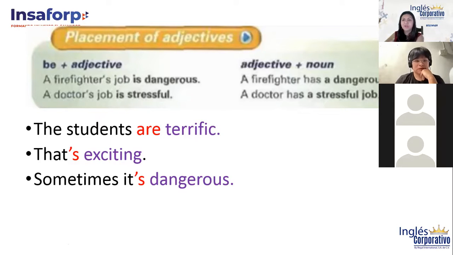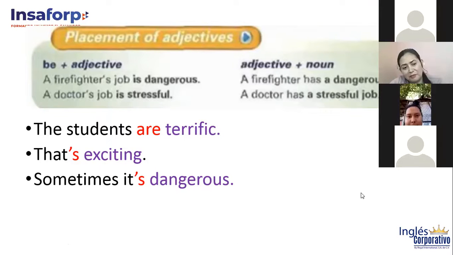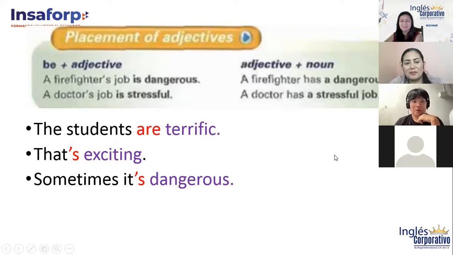Por ejemplo, si yo les digo, learning English is... you can complement. Aprender inglés very, es. Easy. Yeah. Okay, learning English is very easy. Learning English is, Nami? Difficult. It's difficult. Yes. Carlita? I don't know, the English is a piece of cake. Oh, learning English is a piece of cake. Okay, it's a piece of cake. You are using an idiom.